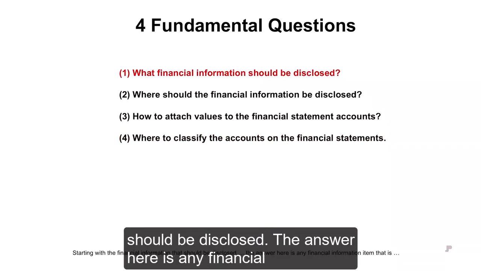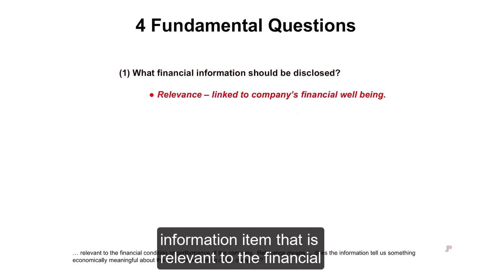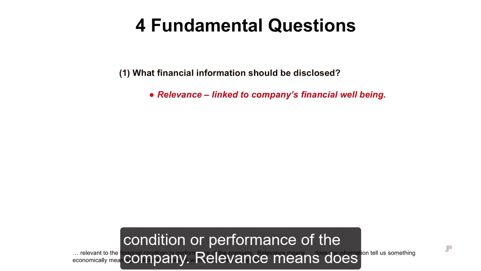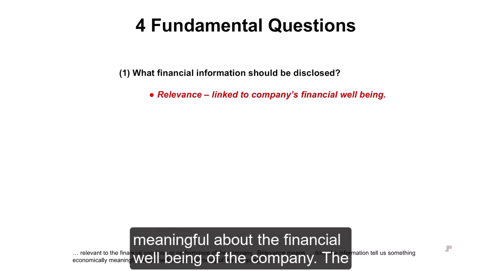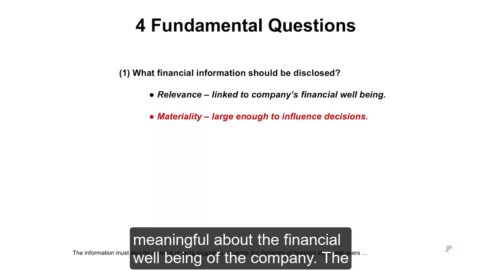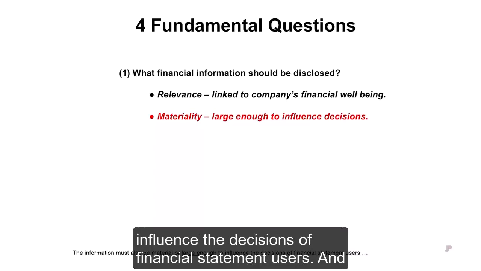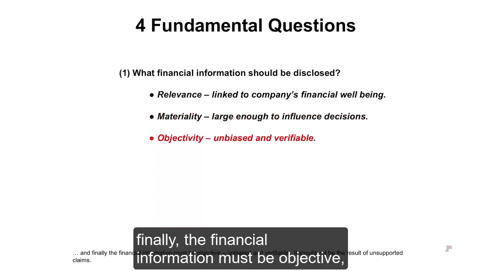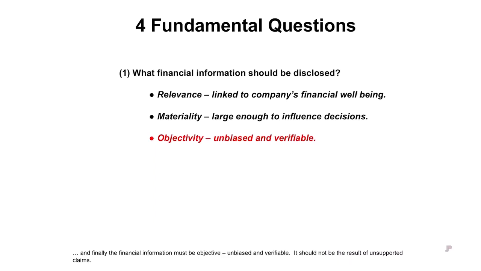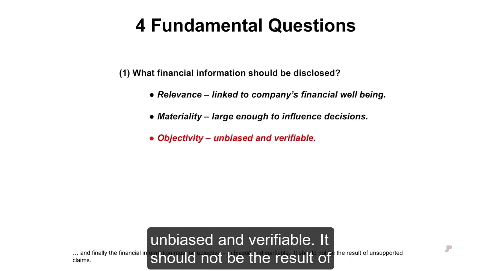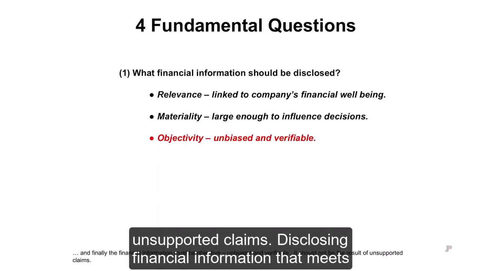The answer here is any financial information item that is relevant to the financial condition or performance of the company. Relevance means, does the information tell us something economically meaningful about the financial well-being of the company? The information must also be material or large enough to influence the decisions of financial statement users. And finally, the financial information must be objective, unbiased, and verifiable. It should not be the result of unsupported claims.